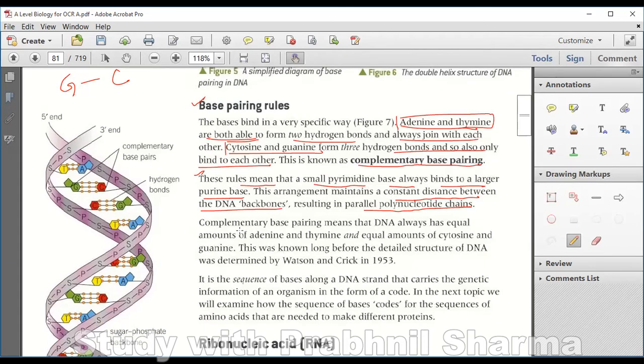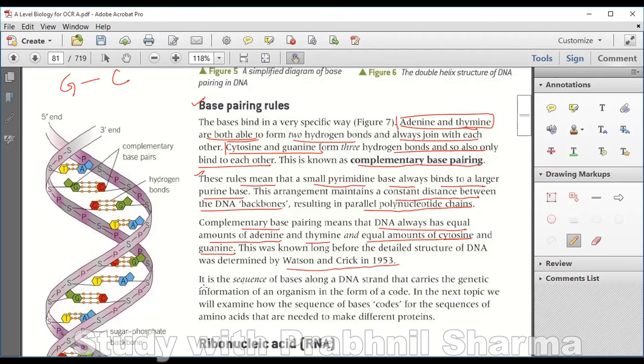Okay, clear? Complementary base pairing means that DNA always has an equal amount of adenine and thymine and an equal amount of cytosine and guanine. As thymine and adenine always connect with each other, their number will always be equal. And the same thing is true of cytosine and guanine. So adenine, guanine, cytosine, and thymine are always in complementary base pairing, and hence their numbers are the same. And this was known long before the detailed structure of DNA was proposed by Watson and Crick in 1953. So in 1953, Watson and Crick were the two scientists who proposed the structure of DNA.